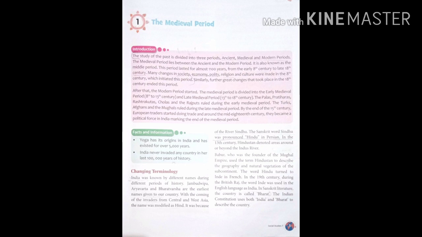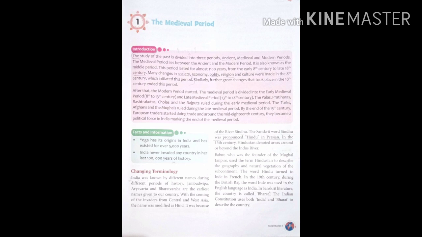That day, students, we learned first that Indian history is divided into three periods. The first one is ancient, the second one is medieval, and the third one is modern. Many changes take place between the time periods. And students, the medieval period lasted for almost 1100 years. It started from the 8th century and ended in the late 18th century.